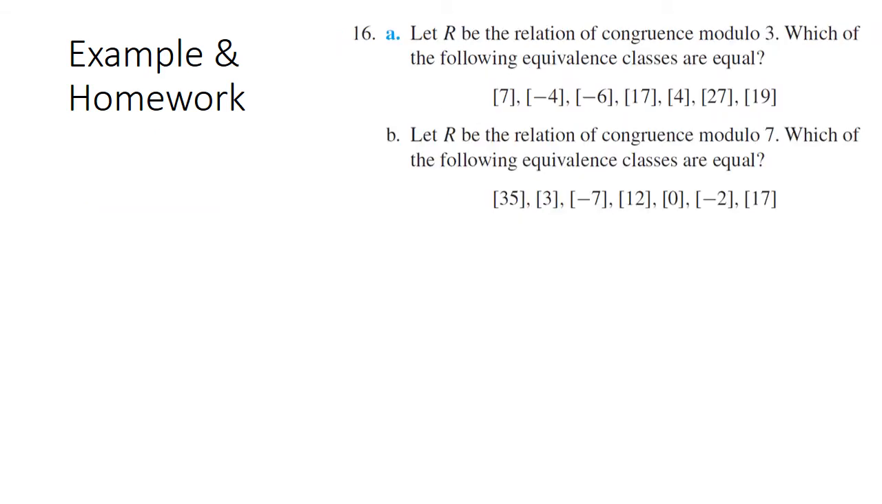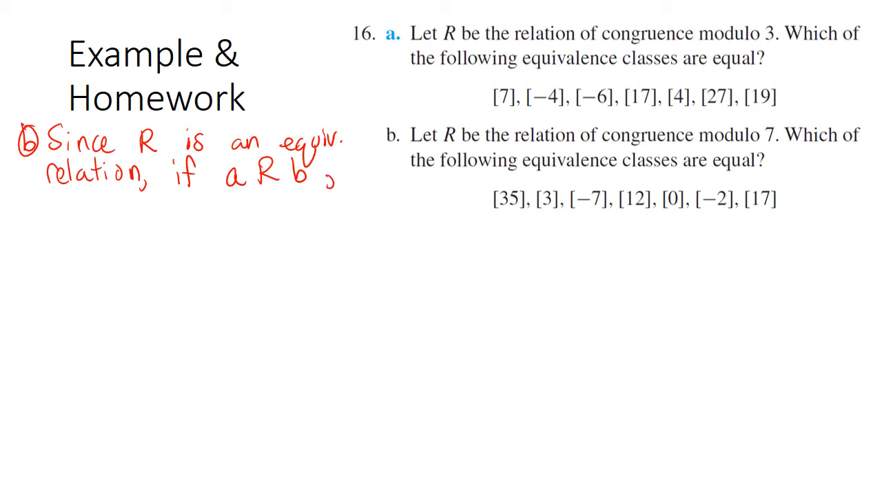Okay, so let's look at this problem here, number 16. Let R be the relation of congruence modulo 7. Which of the following equivalence classes are equal? Okay, so what you want to note here is that since R is an equivalence relation, if, for example, A is related to B by R, then that means the congruence classes of A and B are equal, or the equivalence classes of A and B are equal.